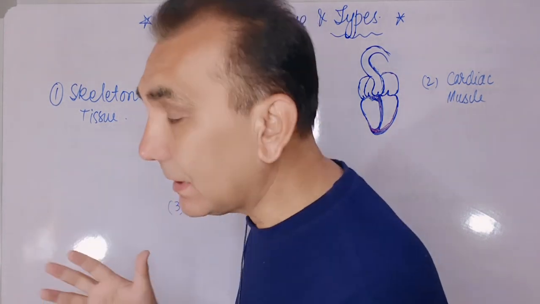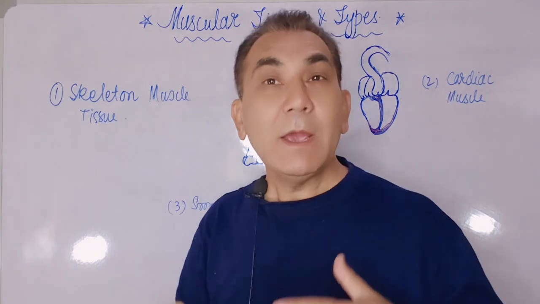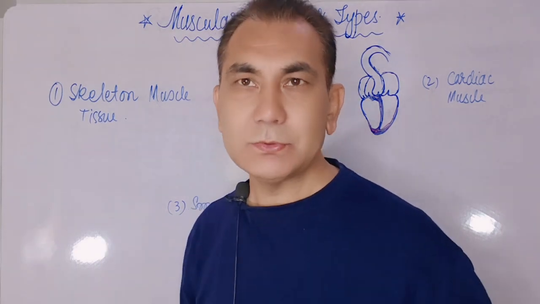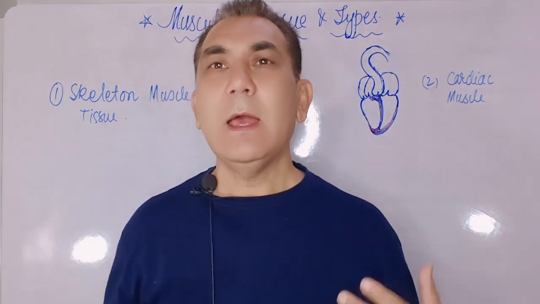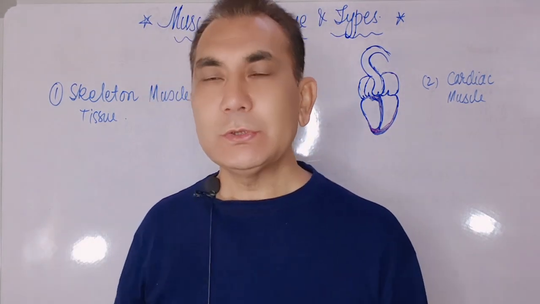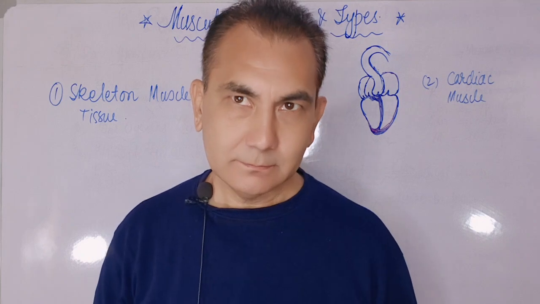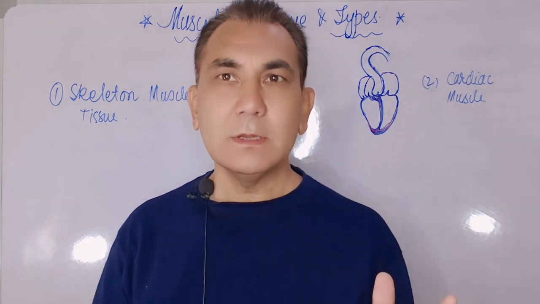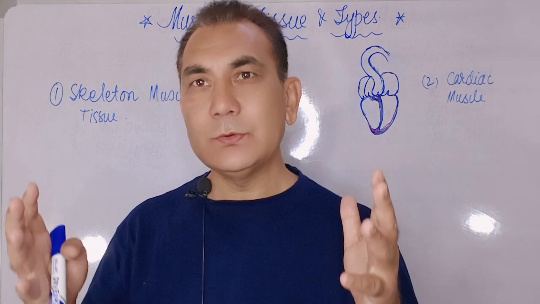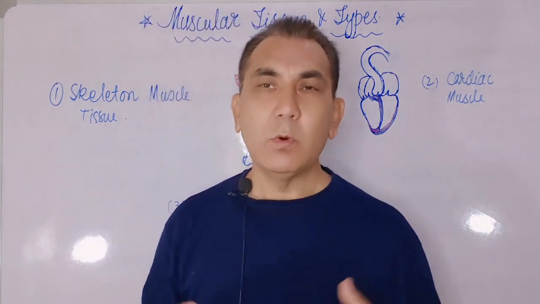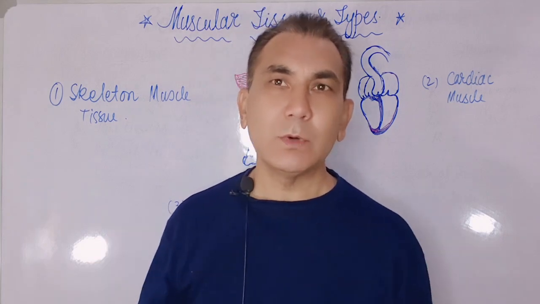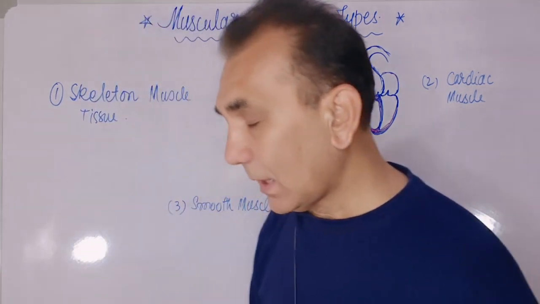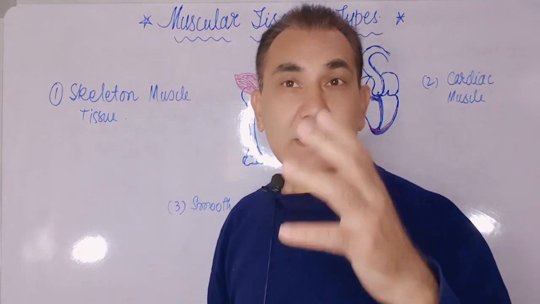Let's learn another main type of tissue, and the name of this type of tissue is the muscular tissue. The main function of muscular tissue is to provide the framework, structure and locomotion to the human body. Muscular tissue is further divided into three types: the first is skeletal muscle, the second is cardiac muscle, and the third is smooth muscle. The first one is skeletal muscle.